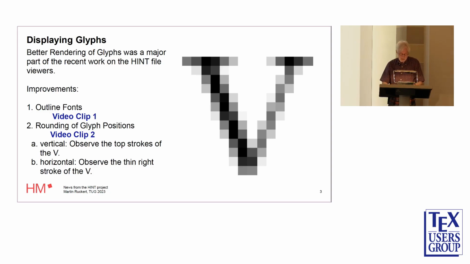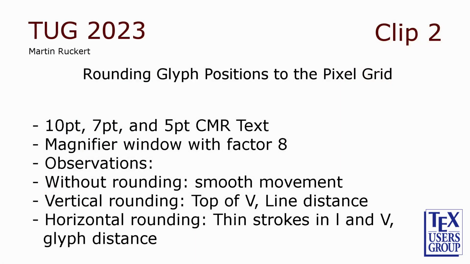And we see the same layout and see how the rounding of glyphs in vertical and horizontal size affects the visibility of the glyphs. Can we have the second video clip? Okay, it's a 10-point, a 7-point, and a 5-point Computer Modern Roman text. Same setup with a magnifier.